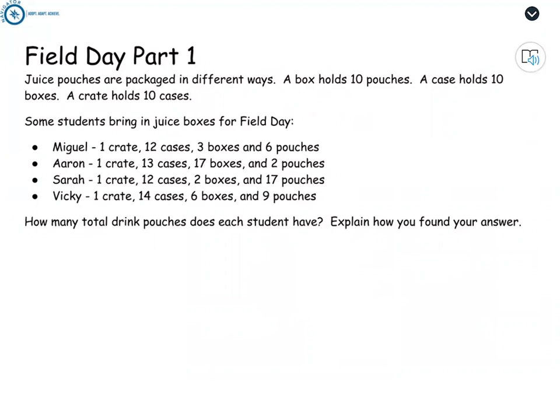Aaron, 1 crate, 13 cases, 17 boxes, and 2 pouches. Sarah, 1 crate, 12 cases, 2 boxes, and 17 pouches. Vicky, 1 crate, 14 cases, 6 boxes, and 9 pouches. How many total drink pouches does each student have? Explain how you found your answer.